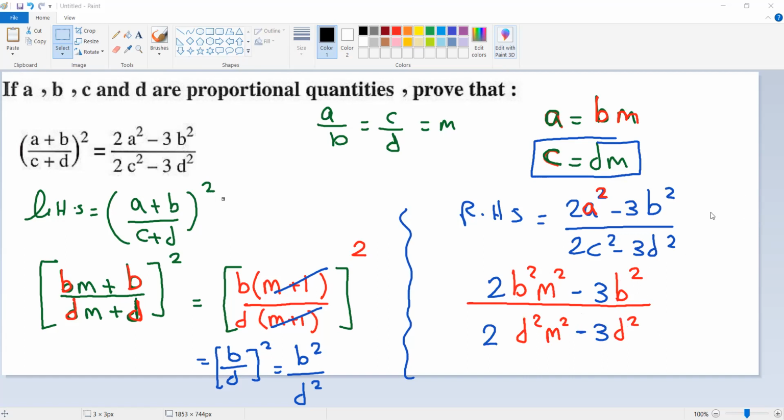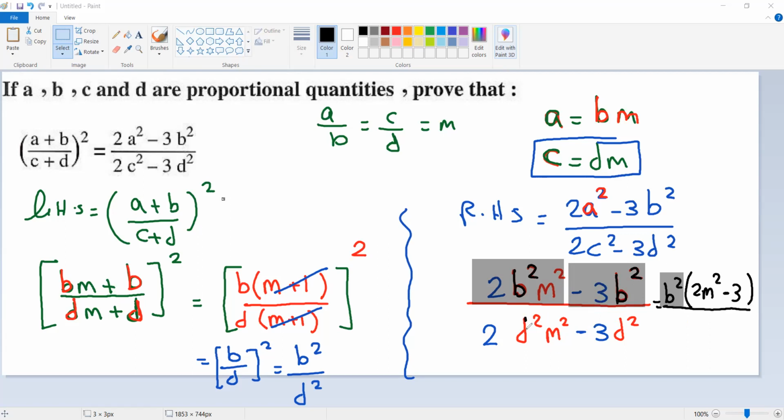Look at the top. You will find that we have a factor. What is the factor? The factor is b to the power of 2, repeated in the 2 times b to the power of 2. So take b to the power of 2 as a factor. You are left with 2m to the power of 2 minus 3, because we are going to divide the first term by b to the power of 2. This term here is 2b to the power of 2, m to the power of 2, divided by b to the power of 2. So after dividing it, you will get 2m to the power of 2, and here minus 3b to the power of 2 divided by b will be minus 3, all divided by here.